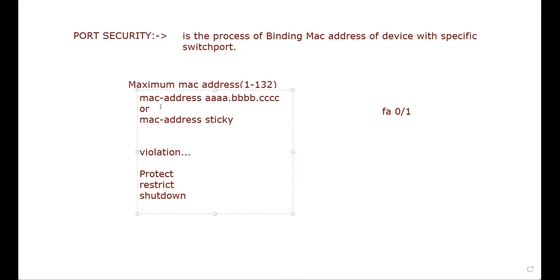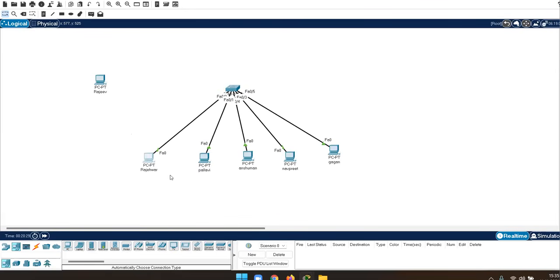Okay, so only three commands are practical here, but the concept will be clear when I do the practical. In port security, you have to set the maximum number of MAC addresses, which MAC address you want to give, and the violation. So again, I'm going to move on to my Cisco Packet Tracer. Now you want to secure Rajeshwar's PC with protect violation.